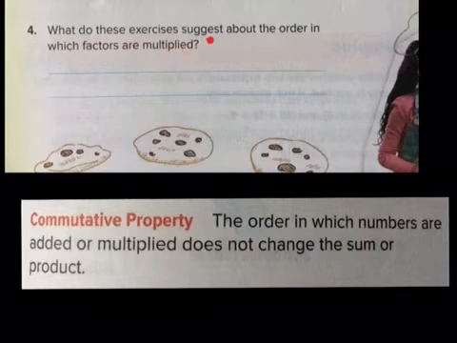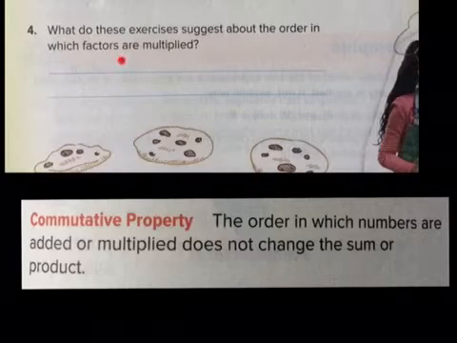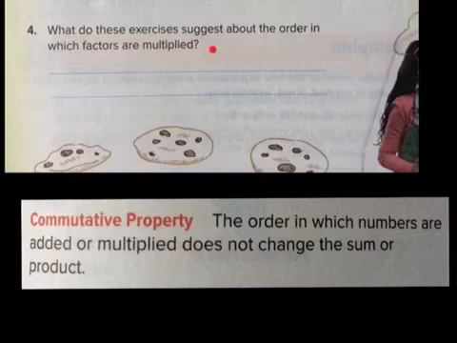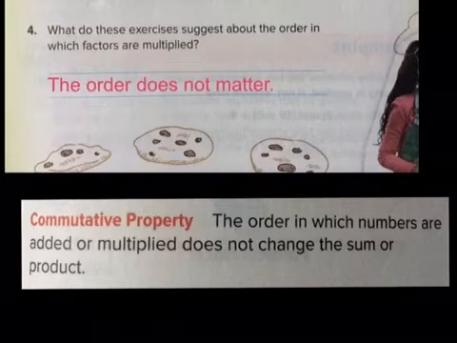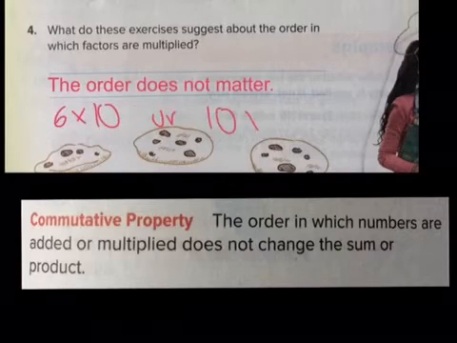Okay? Number 4. What do these exercises suggest about the order in which factors are multiplied? Factors are the numbers that we multiply. What do these exercises suggest? Well, it suggests that the order doesn't matter, right? The order does not matter. There it is. Please copy that down. Remember that 6 times 10 is 60, or 10 times 6 is 60. The order in which we write it when it's multiplication or addition does not matter.